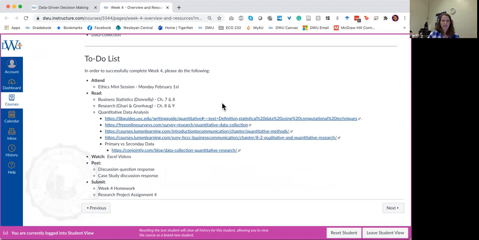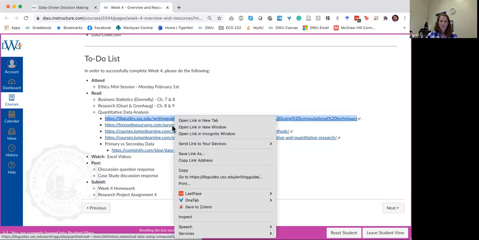Next, we're going to be reading through the business statistics book, chapters 7 and 8. Chapter 7 is the one that looks at sampling and sampling methods and different types of sampling, how you get bias out of sampling, all those types of things. And chapter 8 is all about confidence intervals and what a 90% confidence interval means. If you've got the research book, it's looking at chapters 8 and 9. Again, that's looking at quantitative data analysis.